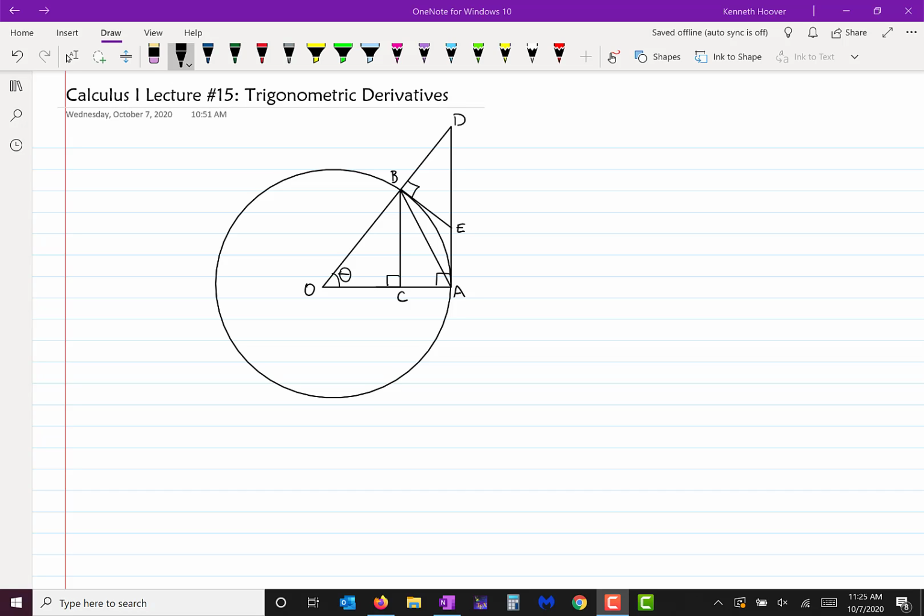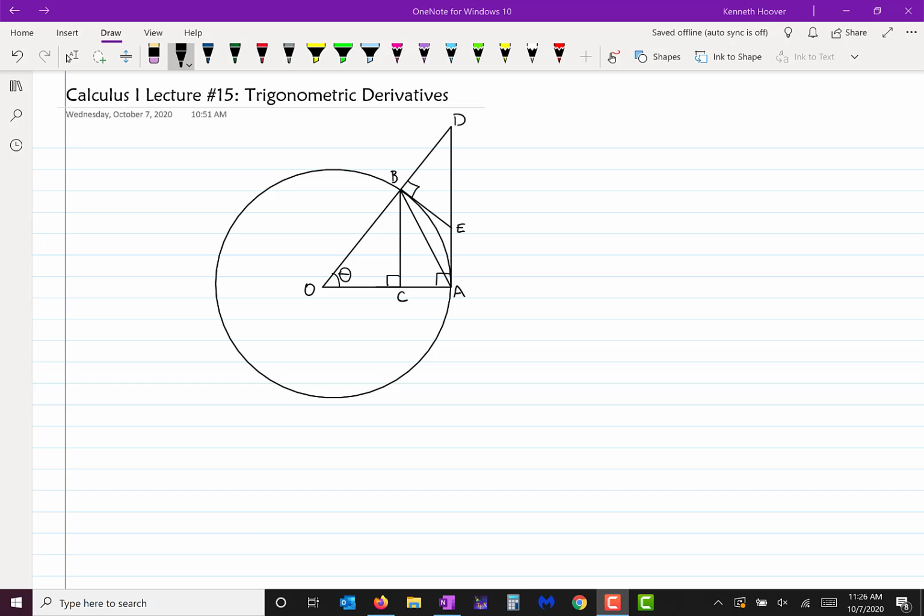Okay, in the last lecture I showed you several formulas for different derivatives, two of which were that the derivative of sine is cosine and the derivative of cosine is negative sine. I want to prove those two for you today. And we will also then do tangent, secant, cosecant, and cotangent.